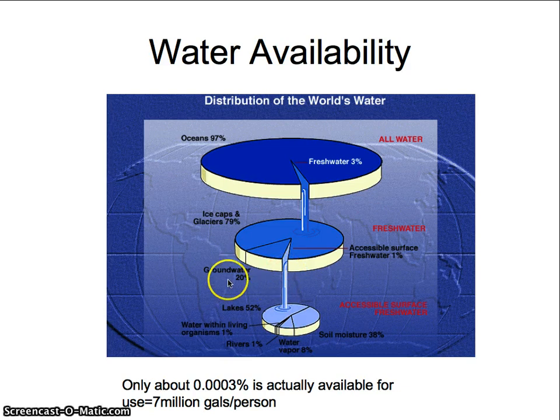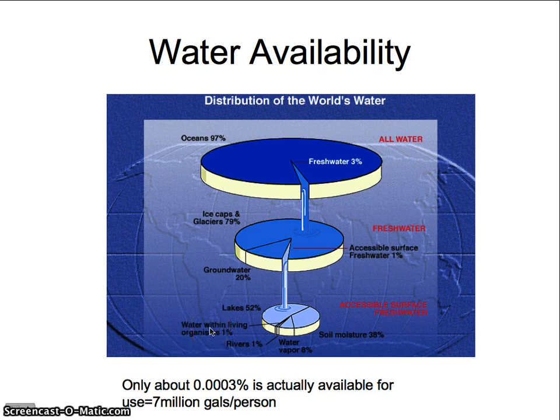If we look just at the fresh water, 52% of it's in lakes and rivers. 1% is actually in rivers, 38% of it's in soil moisture, 8% is in water vapor, so clouds, and just the water vapor in the earth, and then 1% of it is in living organisms.